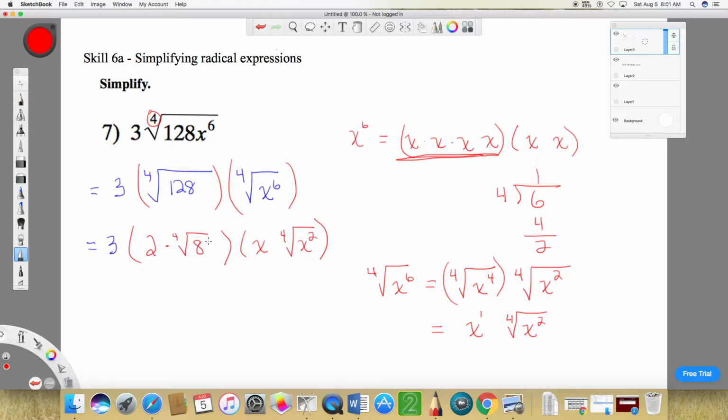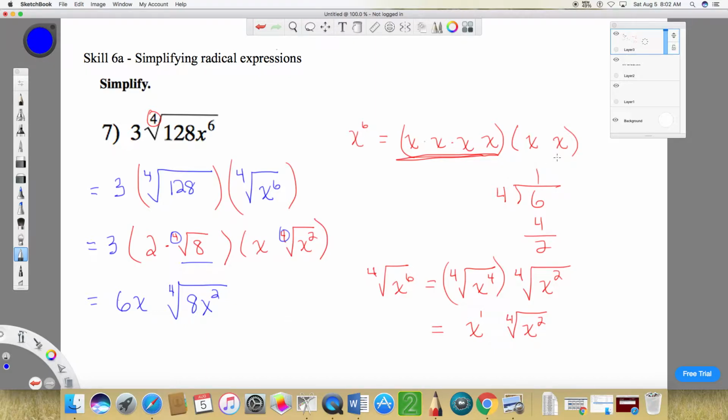So now, since all of these are multiplication, we can change the order, and we want to group it together to make our final answer more standard. So I've got 3 times 2, which I know is 6, times this x, so I have a 6x. Now remember that since this index is 4 and this index is 4, we can put the 8 times x squared underneath that same radical.